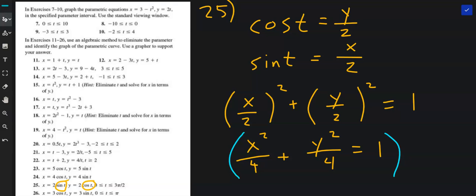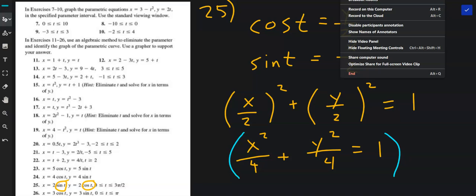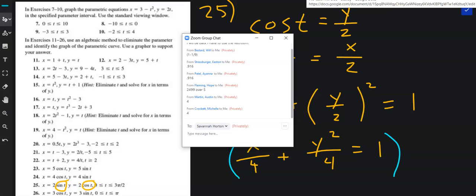What did we multiply everything by, Martin? Verma? Is there a fear of talking? Do people have a fear of talking? 4.